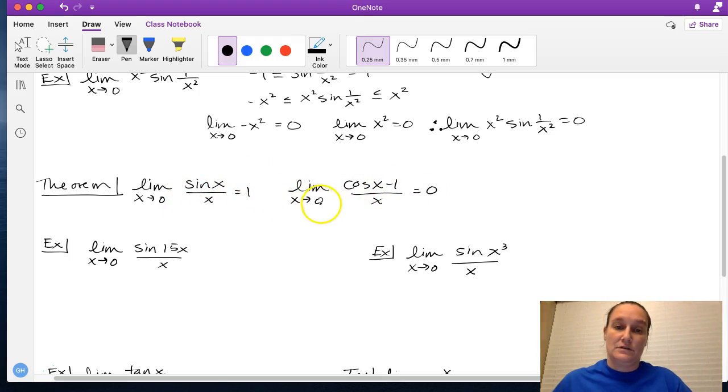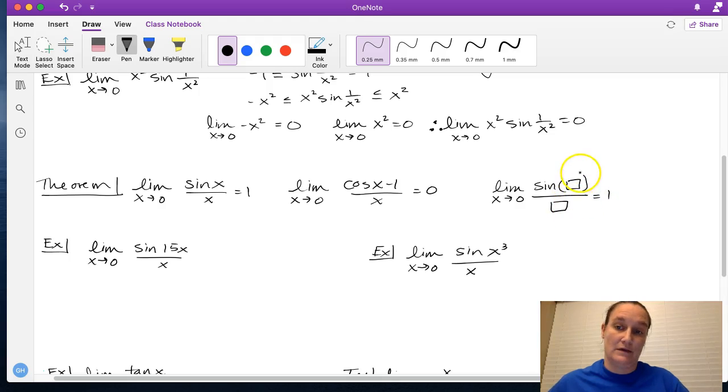And then also the limit as x goes to 0 of cosine x minus 1 over x equals 0. You won't use this one nearly as much as that one. The important thing with this, though, is that this doesn't just apply to sine x over x. It applies to sine of anything over that same thing. Whatever the sine is of, whatever's in here, has to match this, and then it'll be 1.